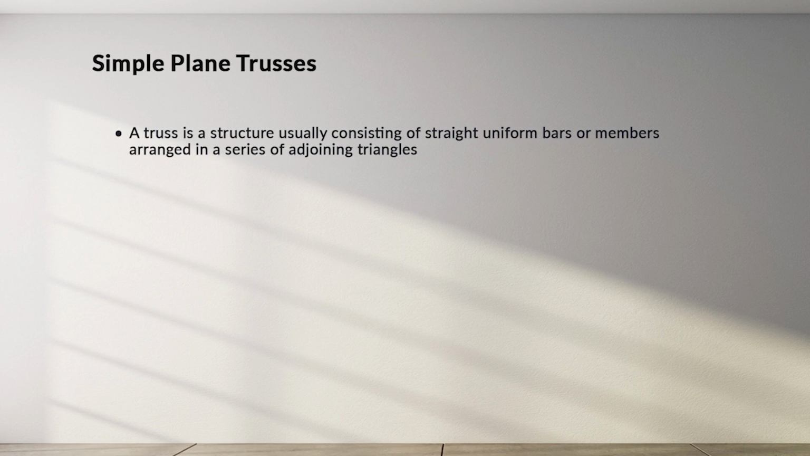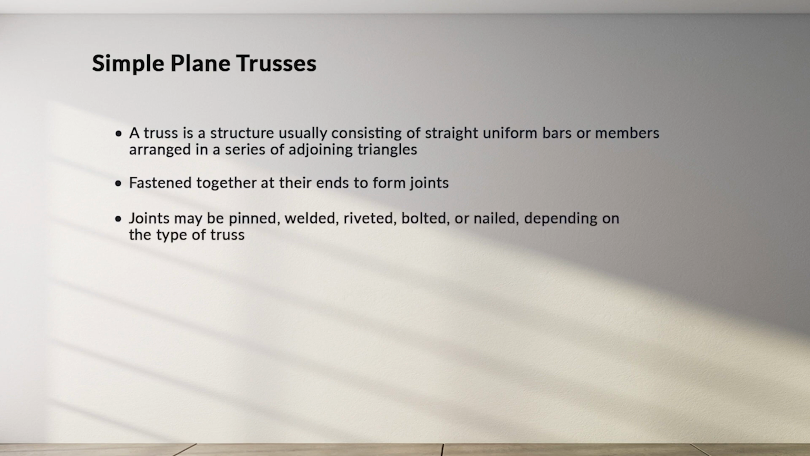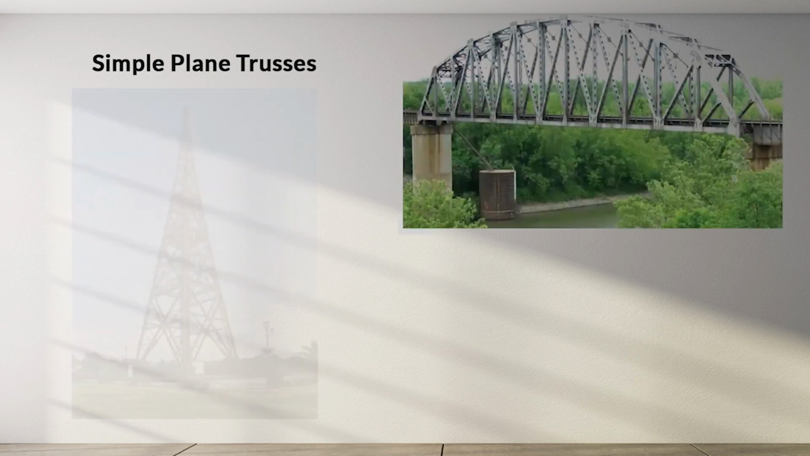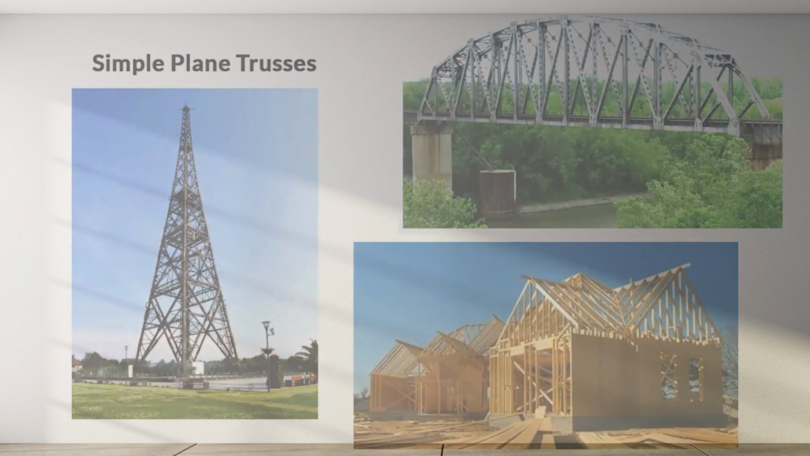We will first talk about simple plane trusses. A truss is a structure usually consisting of straight uniform bars or members arranged in a series of adjoining triangles. They are fastened together at their ends to form joints. Joints may be pinned, welded, riveted, bolted, or nailed depending on the type of truss. Trusses may be used for such things as bridges, towers, and buildings.